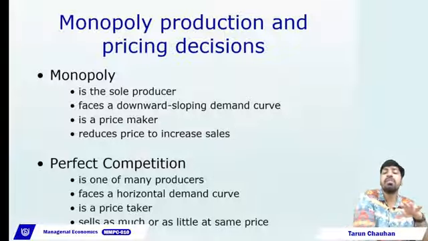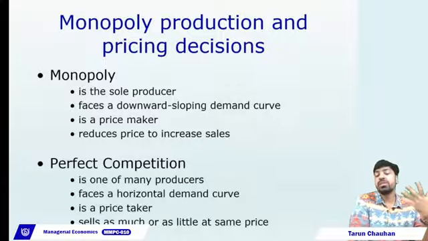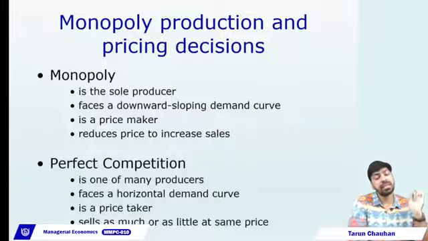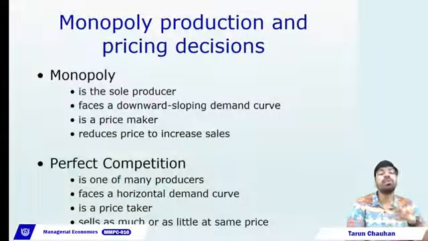When we talk about perfect competition, there are many producers. So automatically the demand curve under perfect competition is horizontal. Obviously it is a price taker, as it has no control over the price, because the industry has to set the price and it has to sell as much as possible at the same price only. It could not increase or decrease the price, but a monopoly could do that.